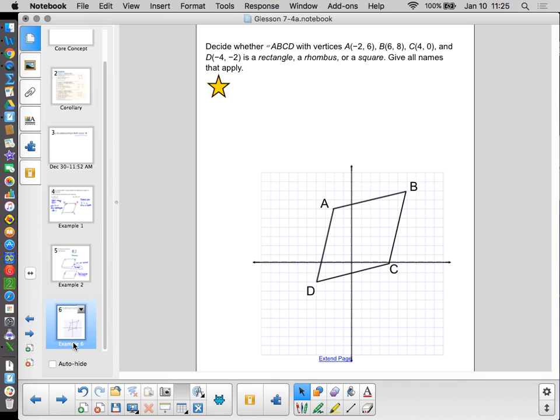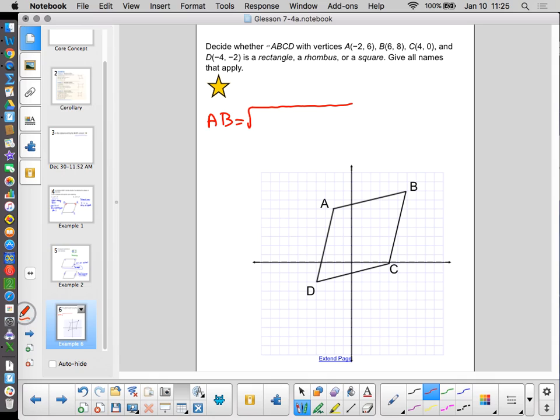And it says, okay, determine whether this is a rectangle, rhombus, or square. Give all the names that apply. So how am I going to make that determination? Well, I'm going to have to find the lengths of the sides. I'm going to have to find the slopes of the sides. I can determine congruence using lengths. So I'm going to have to find AB. And let's go ahead and do that together.